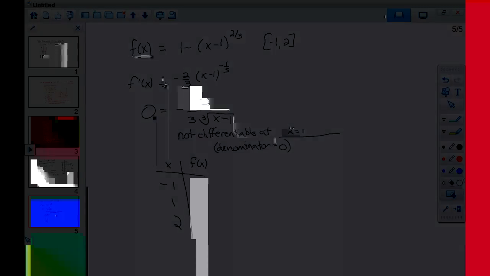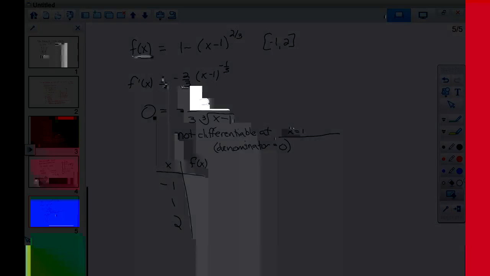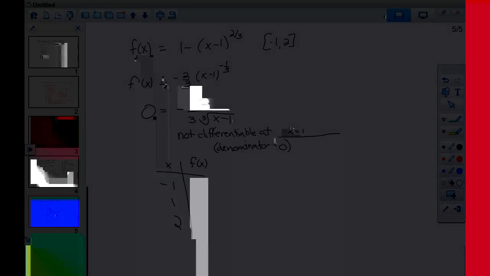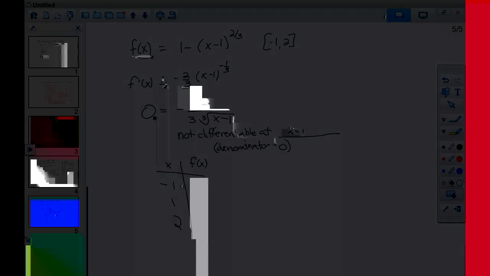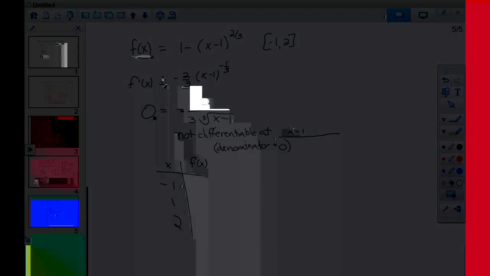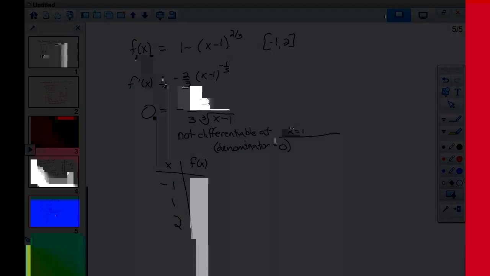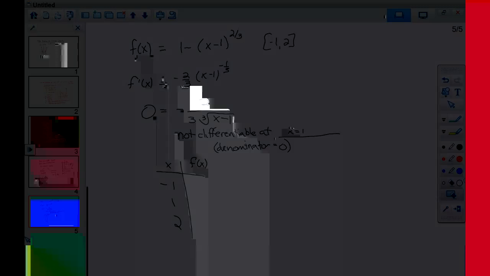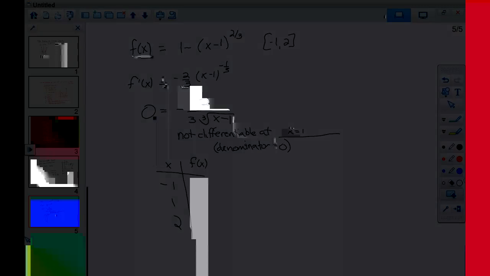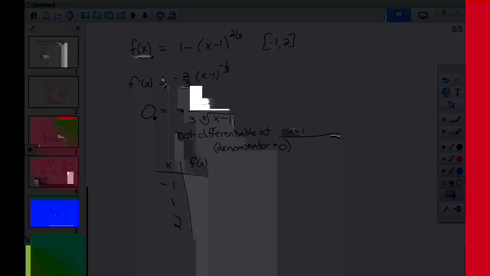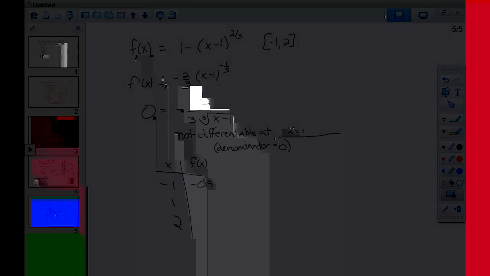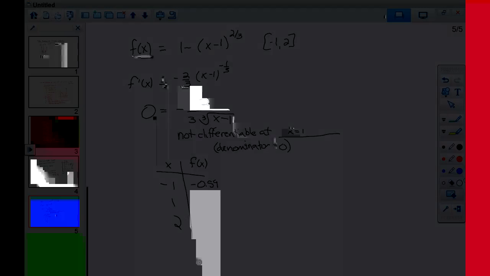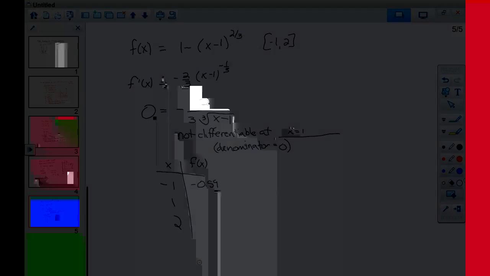Let's think of 2 to the 2/3. 2 squared is 4. What's the cube root of 4? 1 minus the cube root of 4. Anybody? It's negative 0.59. F of 1 is 1, and F of 2 is 0.